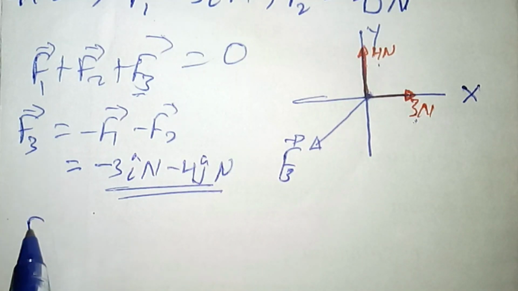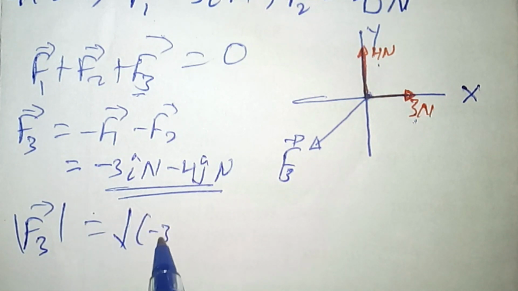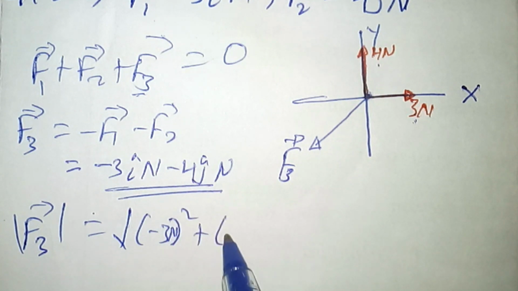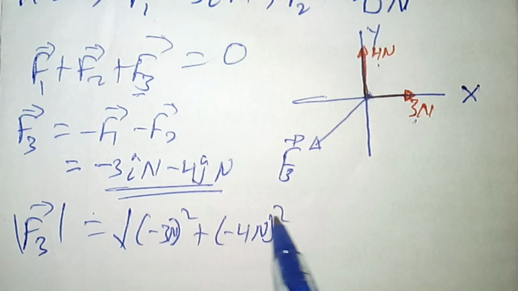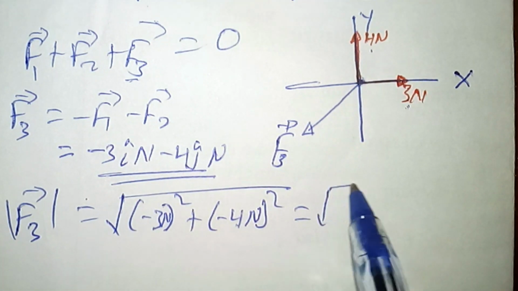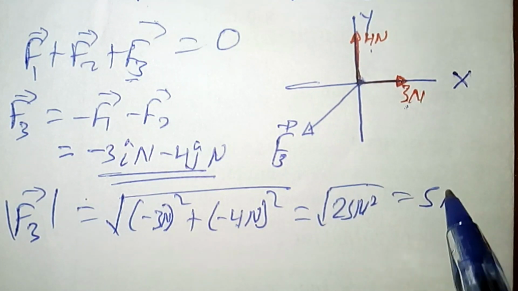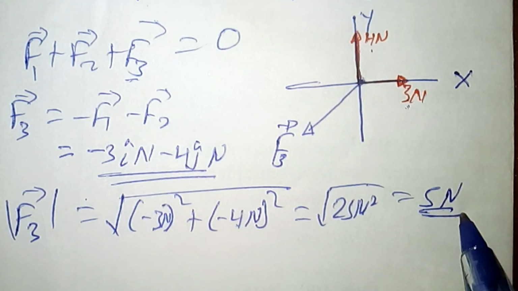Then the magnitude of the third force F3 is equal to the square root of (minus 3 Newton) the whole square plus (minus 4 Newton) the whole square, which gives me the square root of 25 Newton squared, which gives me 5 Newton.